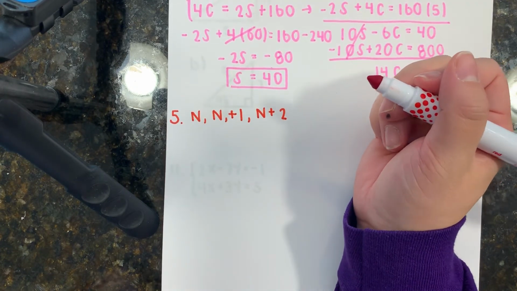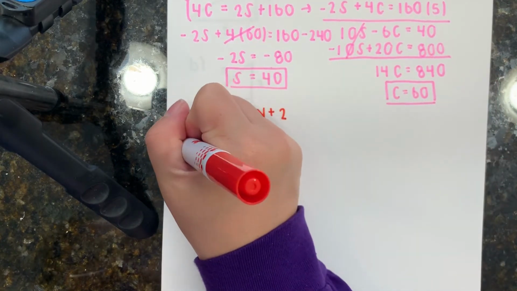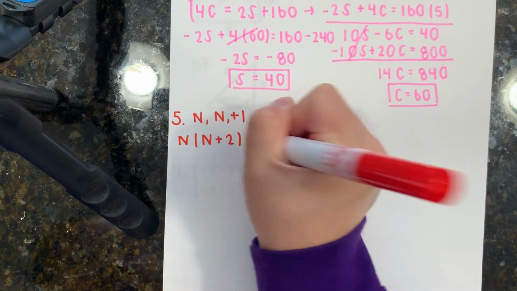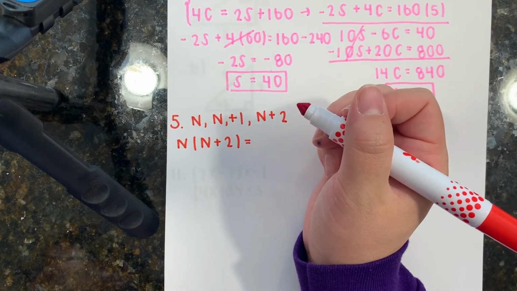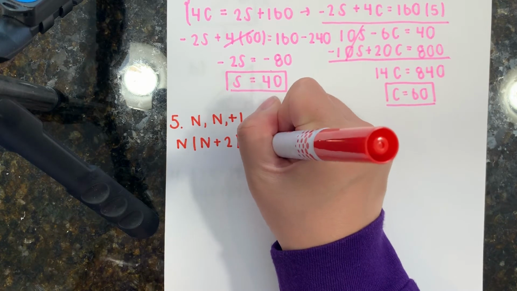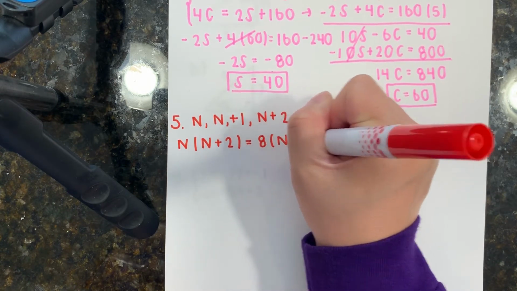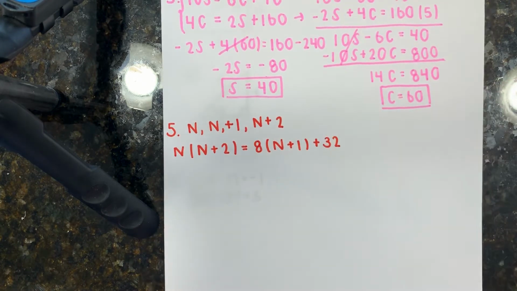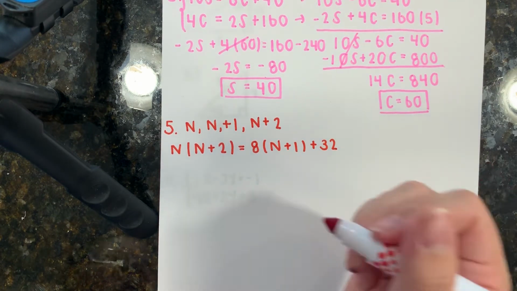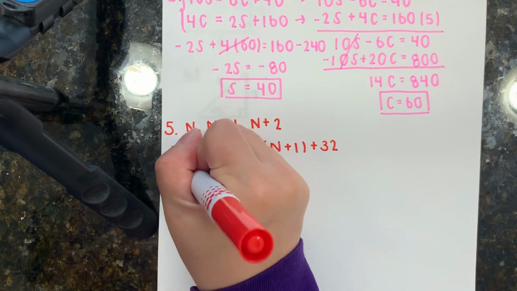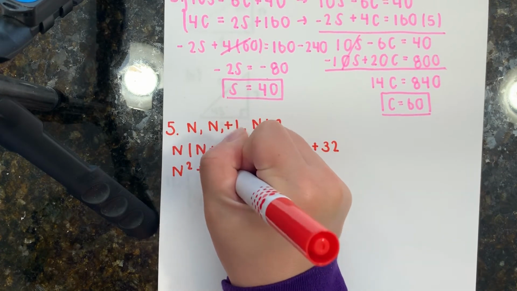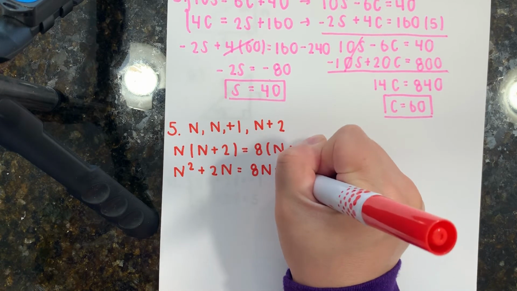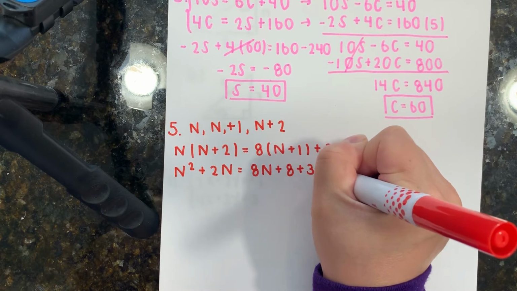The product of the first and the third. So the first and the third would be n times n plus 2. And it said it exceeded the product of 8 and the second, so 8 times n plus 1, by 32. Now you're going to distribute that, so you would get n squared plus 2n equals 8n plus 8 plus 32.